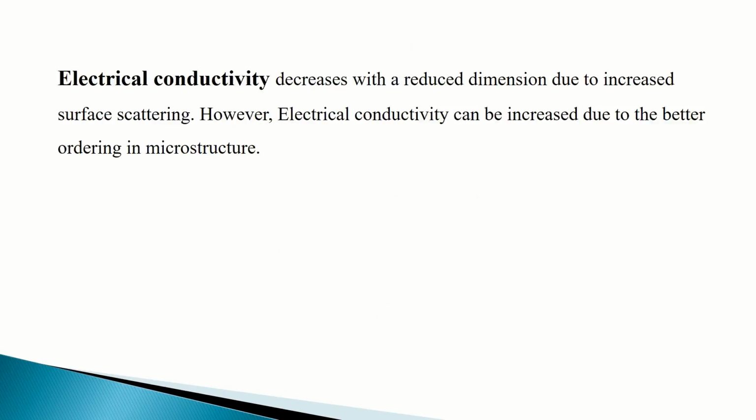Next, we look at the electrical conductivity. The electrical conductivity decreases for a nanomaterial. This is due to the surface scattering. So you have surface scattering, as a result the electrical conductivity decreases. But if you want to increase the electrical conductivity, what we can do is make the microstructure more ordered. If you go to the microstructure level and have a more ordered state, then you can improve your electrical conductivity.